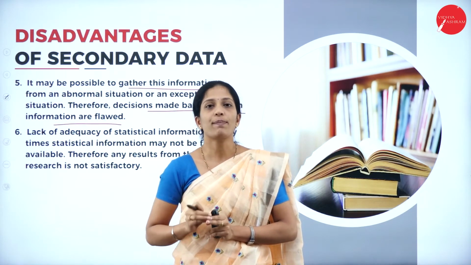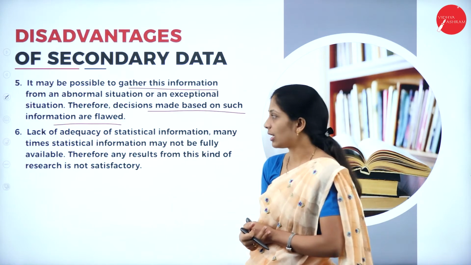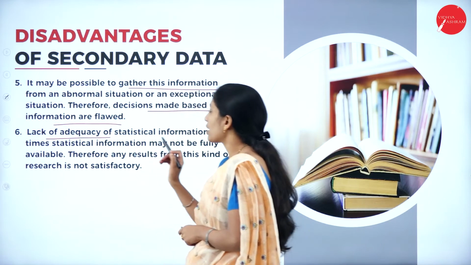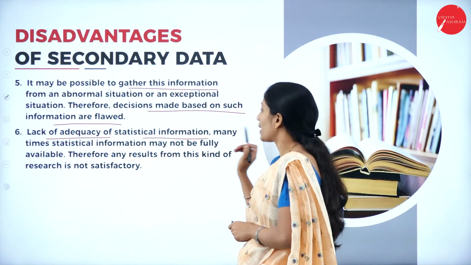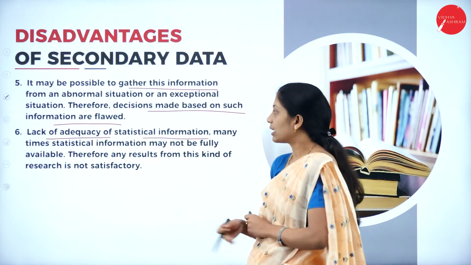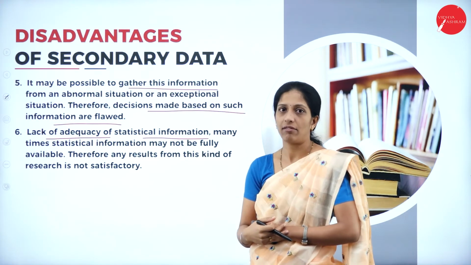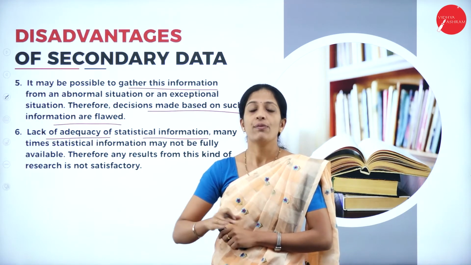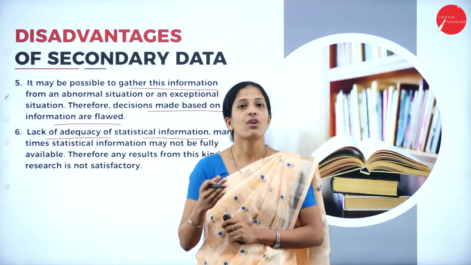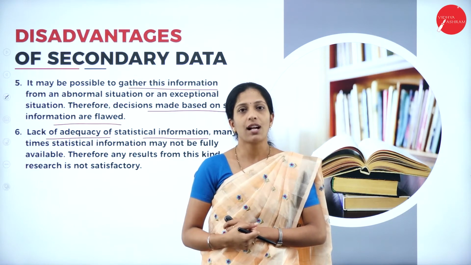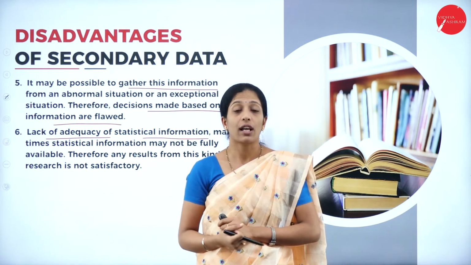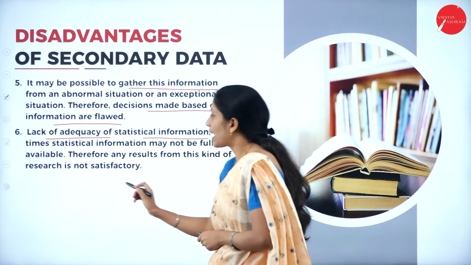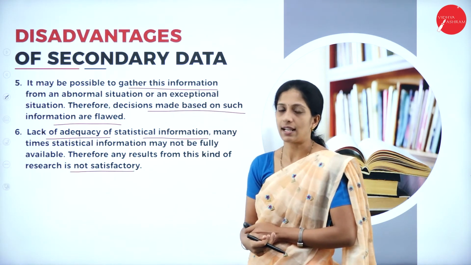So, it will not be suitable for the researcher to do his research work. Next one is lack of adequacy of statistical information. Many times statistical information may not be fully available. So, there may be a chance that all the statistical information which is required by the researcher is not available at certain times. In that situation, the research work cannot be completed properly. Therefore, any result from this kind of research is not satisfactory.